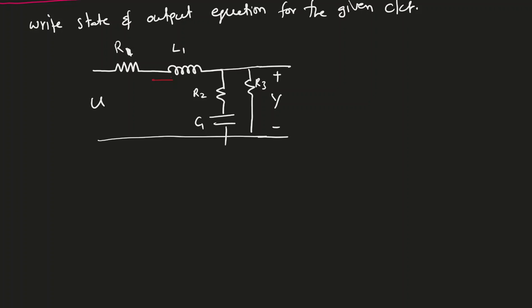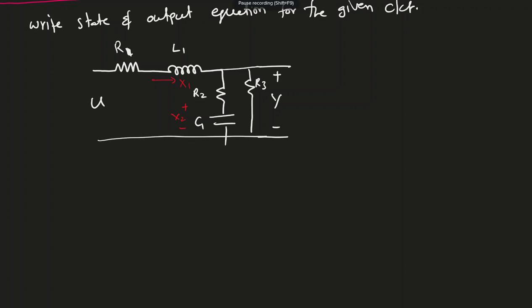So here I have L. I'm going to choose the current passing through the inductor as one state variable and the voltage across the capacitor as another state variable. Can we choose other parameters as state variables? You can, but this will give you a better picture of the circuit. So that's the reason we are choosing these two. Always choose the current passing through the inductor as one state variable and the voltage across the capacitor as another state variable.